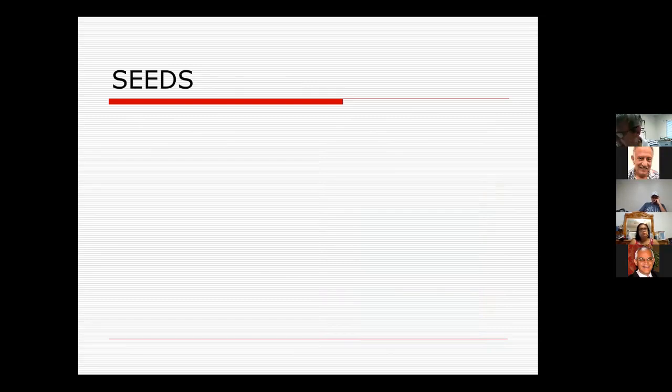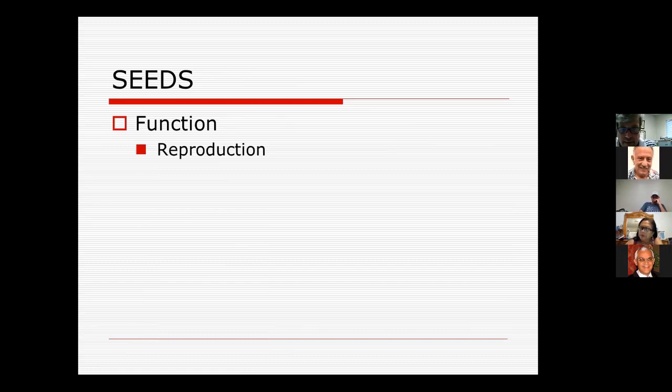Quickly looking at seeds. We've talked quite a bit about them in the past, but essentially the number one function of the seed is genetic variability for reproduction. It's a way to get a lot of plants in a hurry.